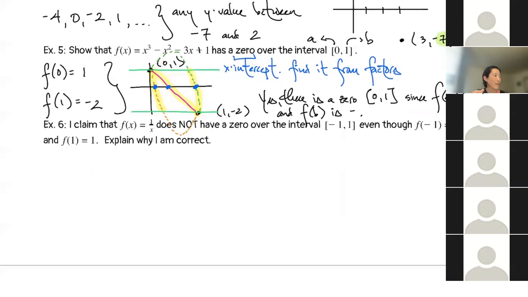Last point here. I claim that f of x equals 1 over x does not have a 0 over the interval -1 to 1, even though f of -1 is -1 and f of 1 is 1. So I want us to think about why this claim is correct. If I set up a grid here, let's just plot those points. The first point is -1, -1, and the second point is 1, 1.